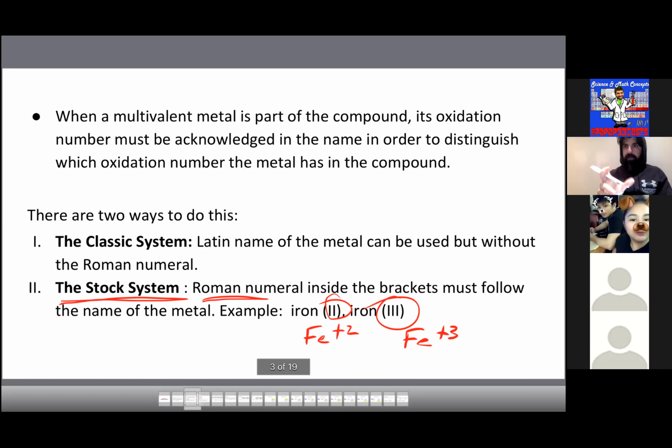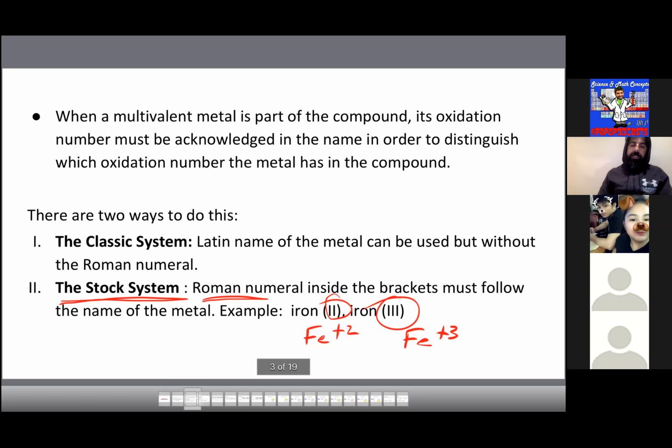Okay, and the transition metals, most of the transition metals in the middle. Understand that there are some transition metals that are not multivalent. So scandium, for example, element number 21. It's in that transition section. It's in that D block, and in that D block, it has a +3 charge. So we would not use this method, the stock system method, to name it.